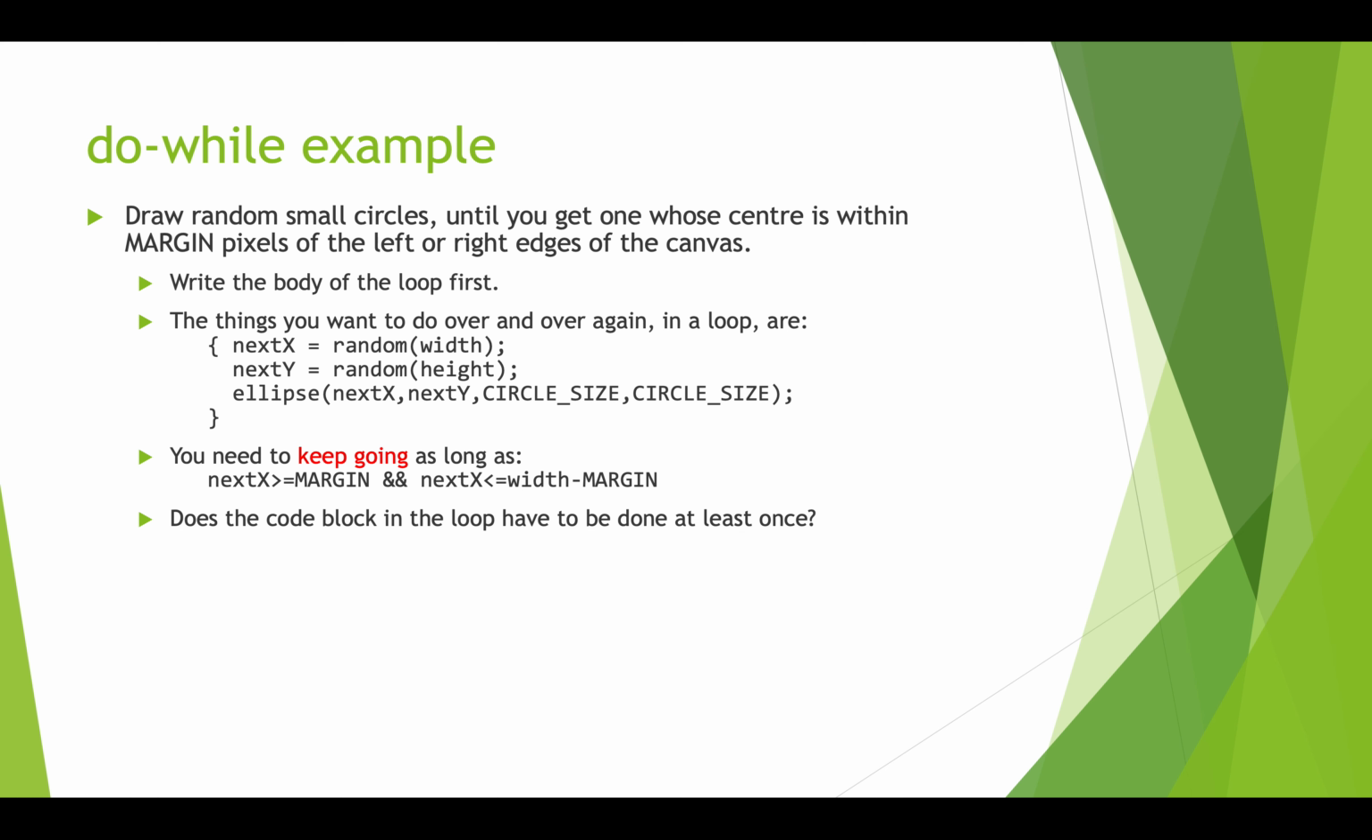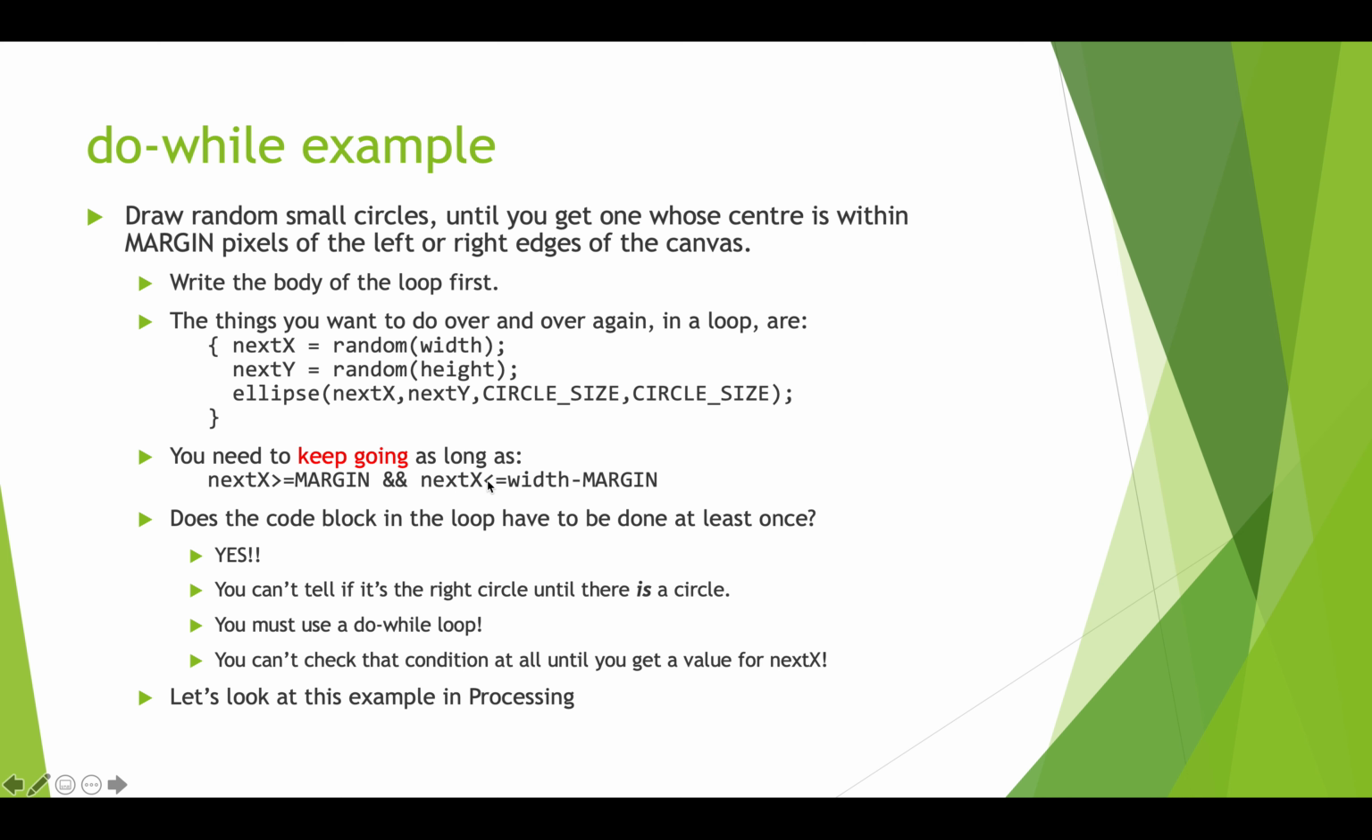So does the code block in the loop have to be done at least once? And the answer to that question is yes, because we can't tell if the circle is within 10 pixels or within margin pixels of the left or right side until we've actually got a value in next x. So this is where we want to use a do-while loop, because we need to have values for these variables that are part of the condition.